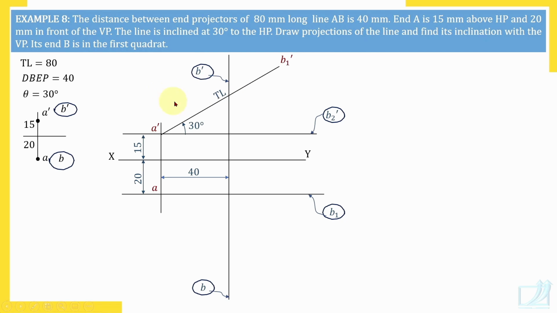Point B is in the third quadrant. That's why we are sure that the front view of point B is above the XY line and the top view of point B is below the XY line.